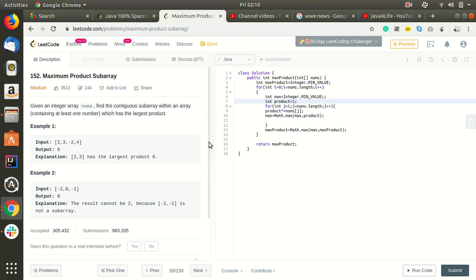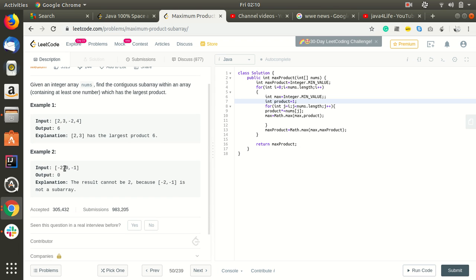So we need to return the maximum product. In this one, minus 2 into 0 is 0. 0 multiplied by anything is 0. So 0 into minus 1 is 0. So 0 is the maximum product in this question.